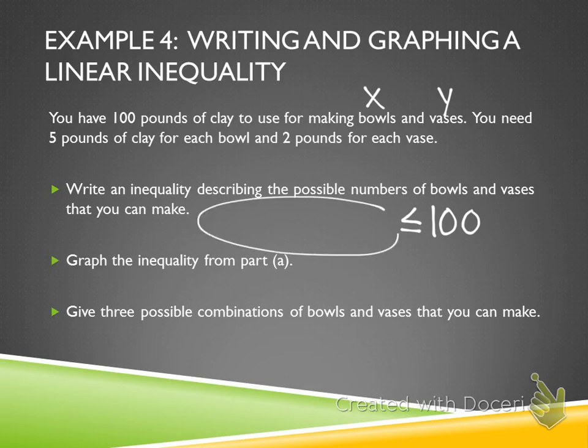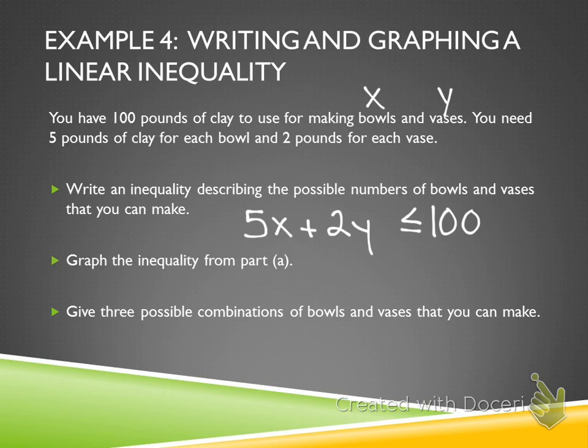So everything over here in my combination of bowls and vases has to be less than or equal to 100. If I use 100 pounds, do I have enough? Yeah, that's okay. All right, so now, how many pounds of clay do I have? 5, so that's going to be 5x. What's going to be my other term? 2 what? 2y. 5x plus 2y is less than or equal to 100.